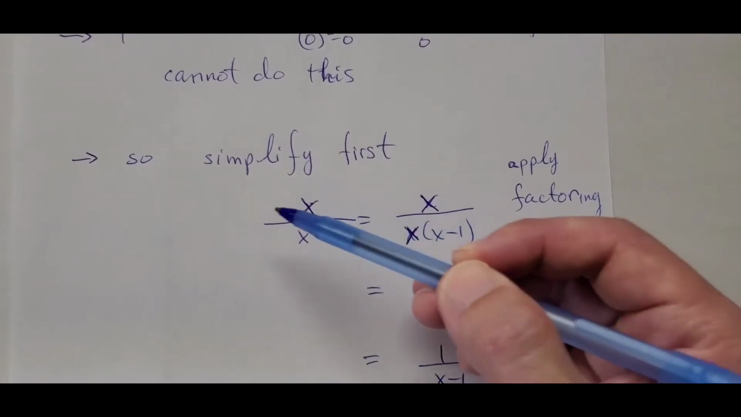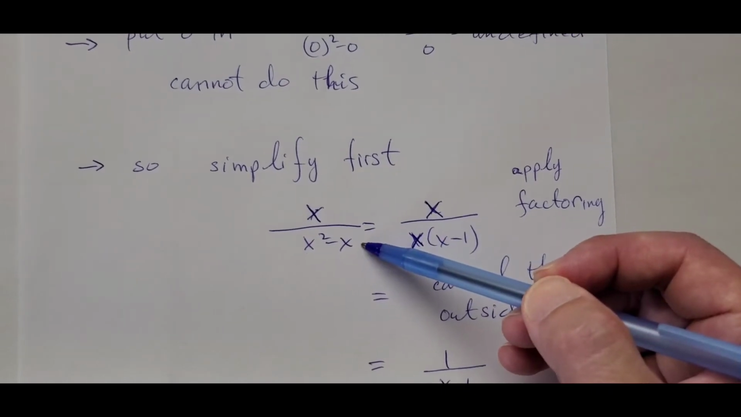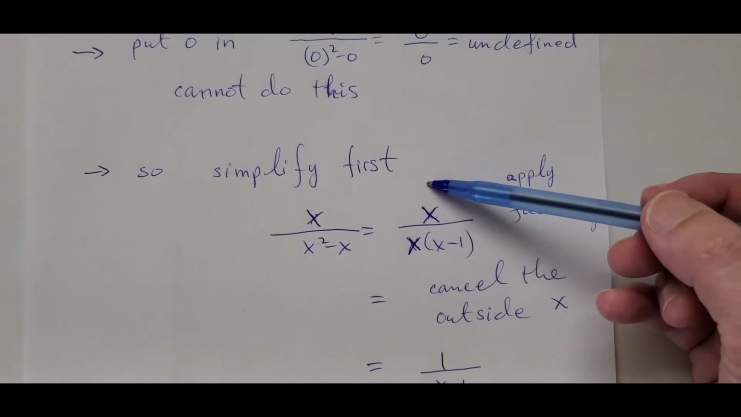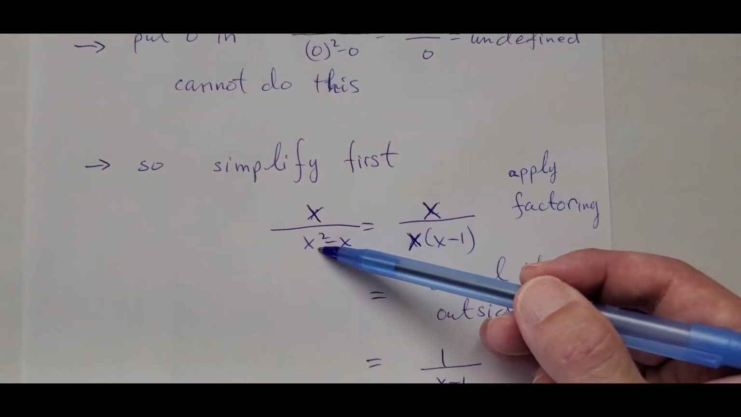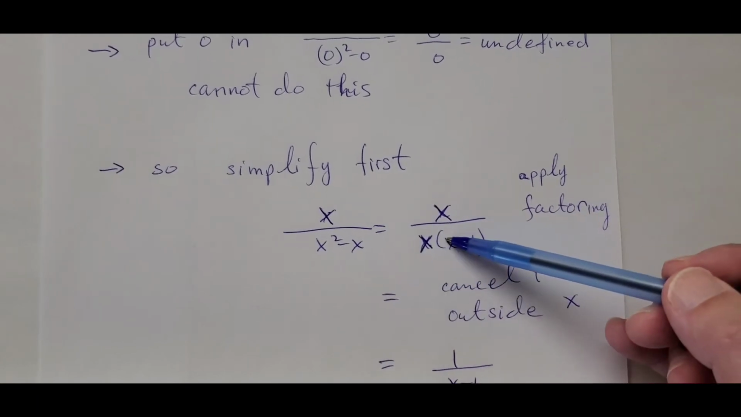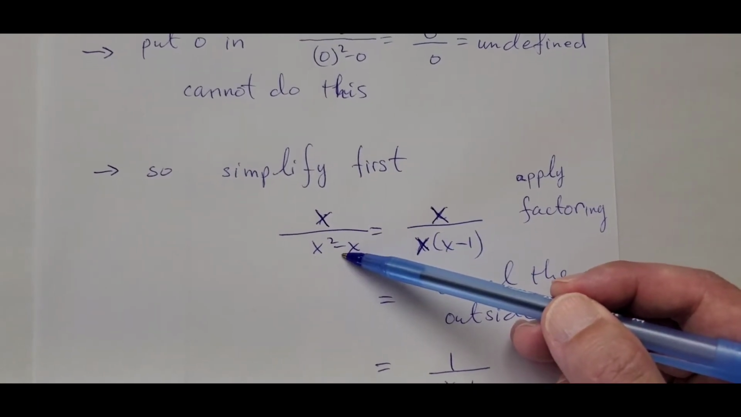x times x is x squared. x times -1 is negative x. So make sure you factor the extra x out in the bottom, because you have an extra x.